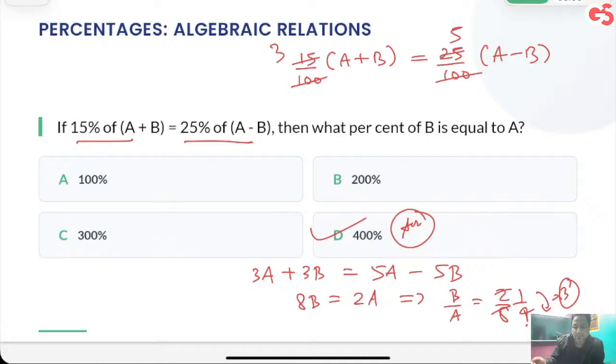Clear? What percentage of B is equal to A? So basically A by B देखना था हमें, that is 4 by 1. So as you see here, percentage wise, it's 400%. Simple question, but can confuse you. You can commit silly mistakes.